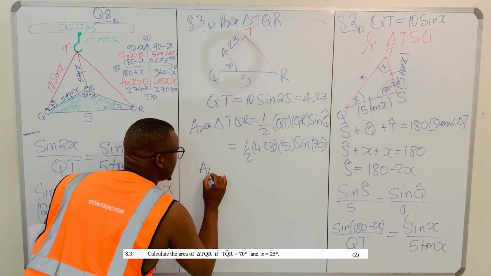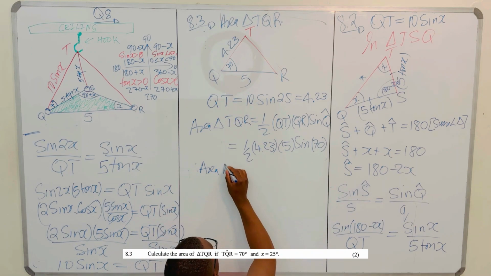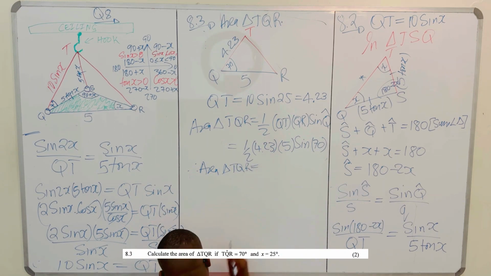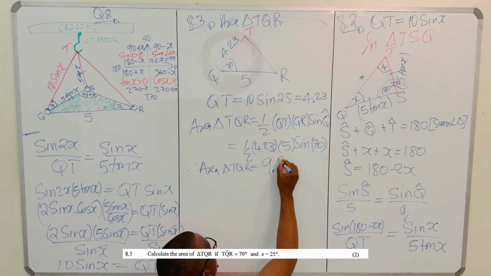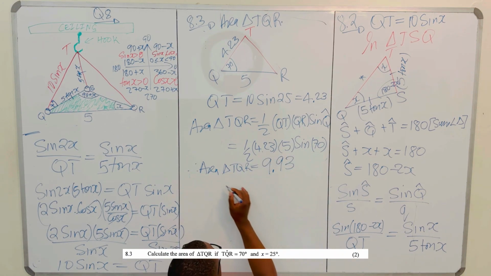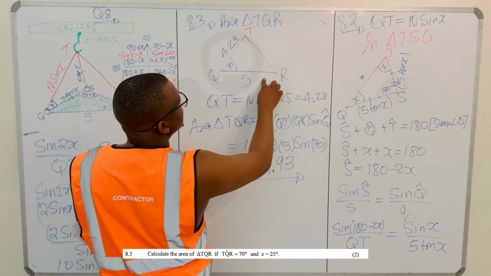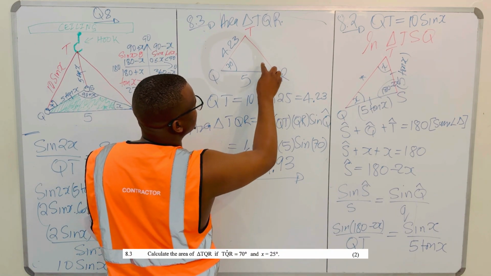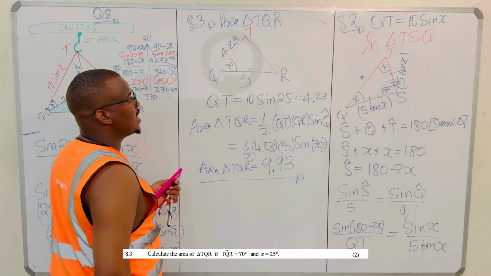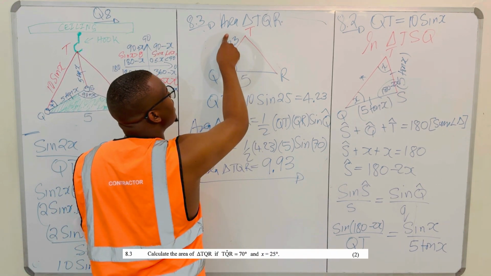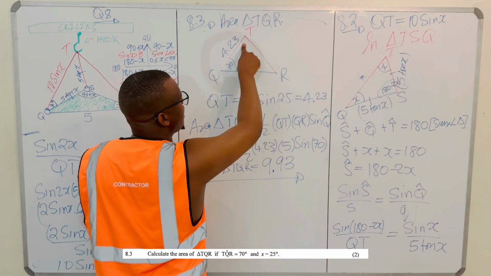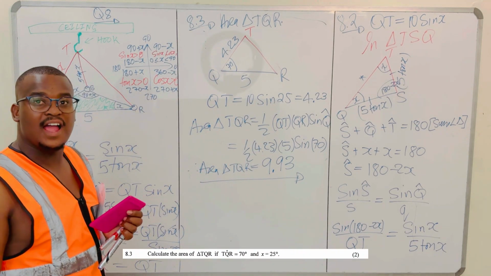Therefore, the area of triangle TQR is equal to 0.5 times 4.23 times 5 times sine of 70 degrees, which is 9.93 square units. So this will be the area of this triangle, because if you had this side and this side, it's going to be half of the side times the side times the sine of the included angle. If you had that angle there, it's going to be half of the side times the side times sine of the included angle, which is T.